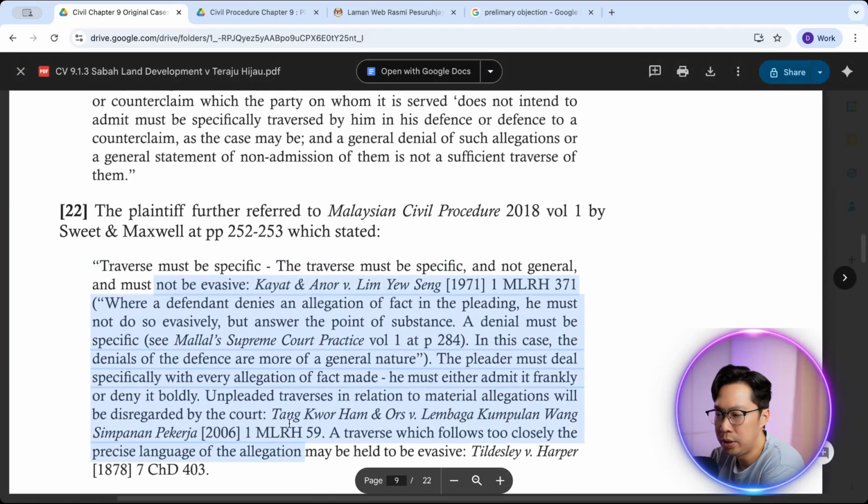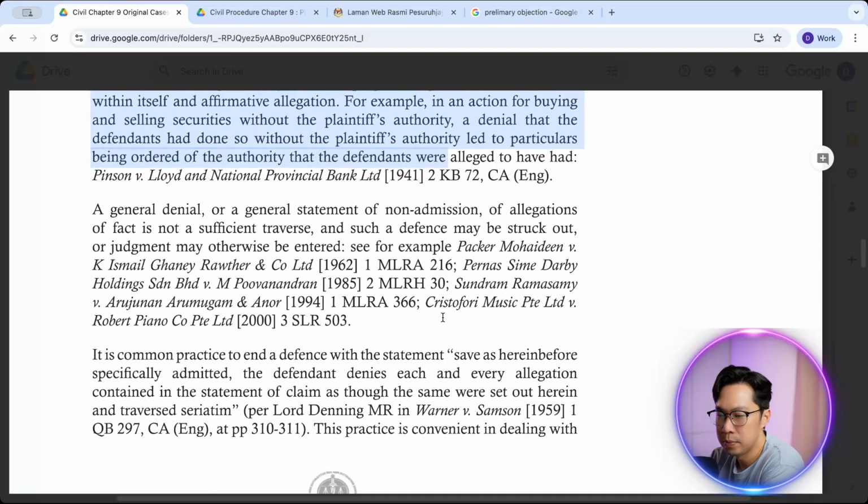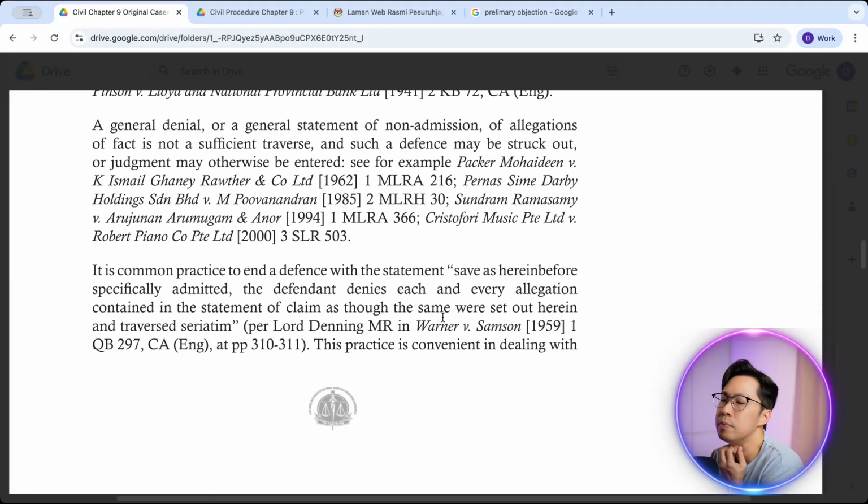Okay, you can read this one, please. You see there?